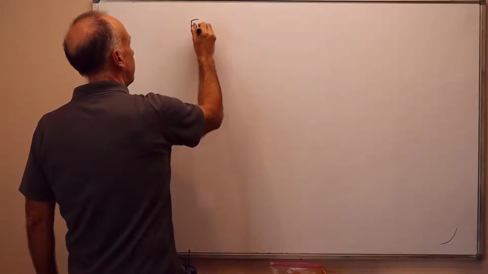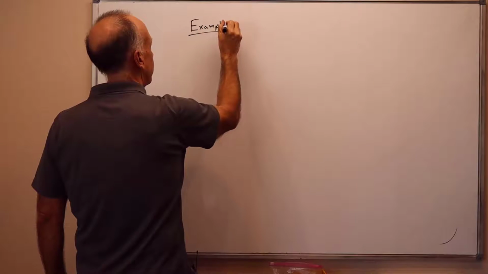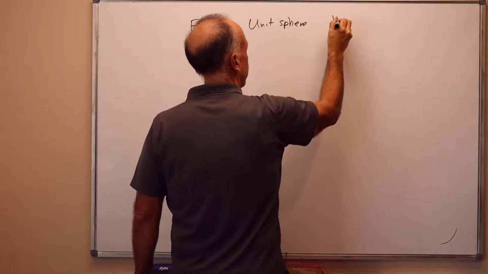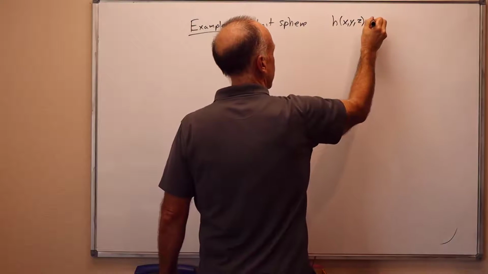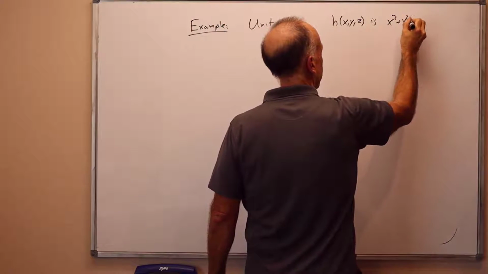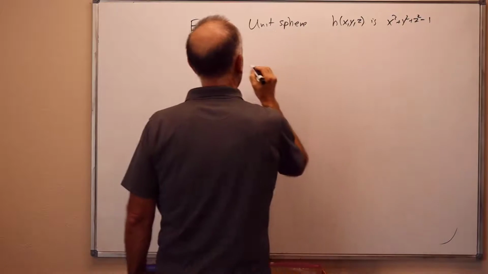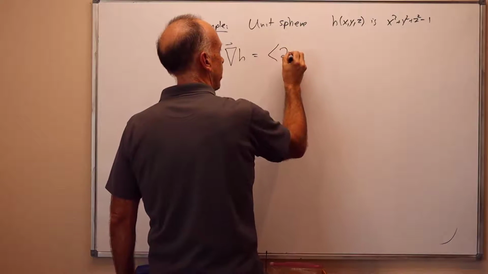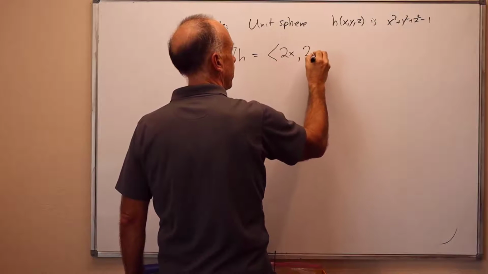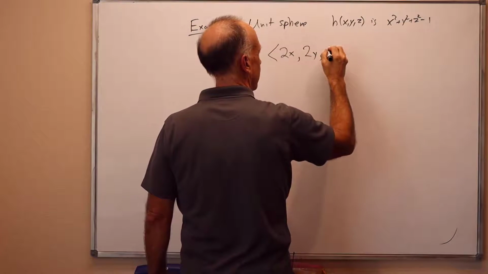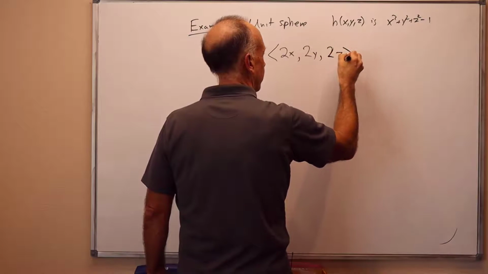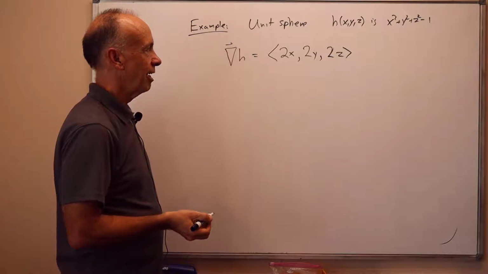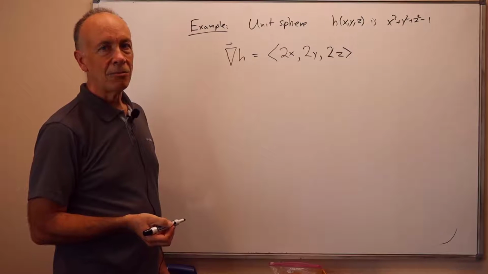So we'll do a couple simple examples. The first one is the unit sphere, which we just defined, centered at the origin. So here we have h of x, y, z is x squared plus y squared plus z squared minus 1. So the gradient of h is then 2x, that's the partial with respect to x, 2y, that's the partial with respect to y, 2z, that's the partial with respect to z. And clearly this is non-zero if you're not at the origin, which you're never at when you're on the sphere. And this will be normal to the sphere.